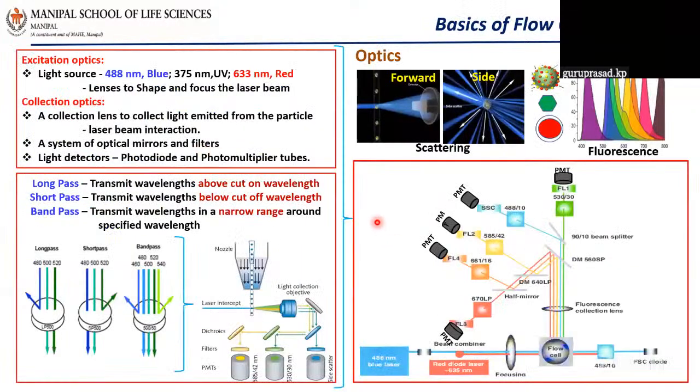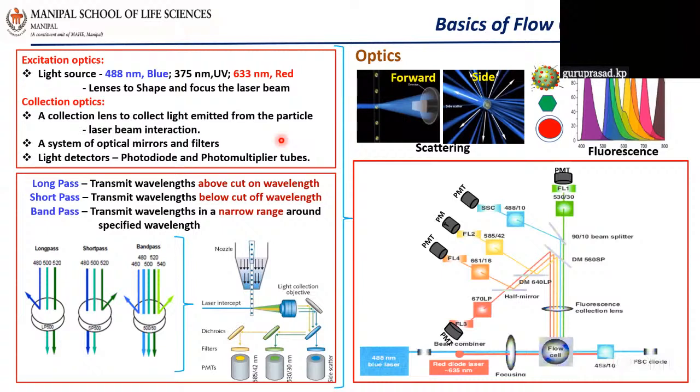Now, when we are talking about optics, optics includes the excitation source and collection optics. The excitation source is nothing but the laser source, which produces laser light. There are flow cytometers which have only one laser. Commonly, people use a blue laser, which produces 488 nanometer light.